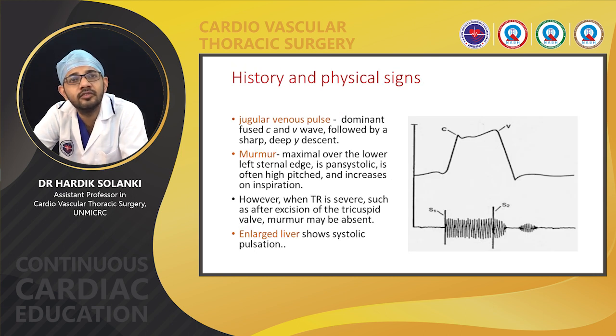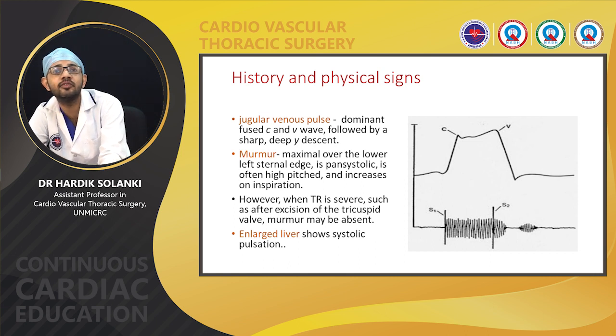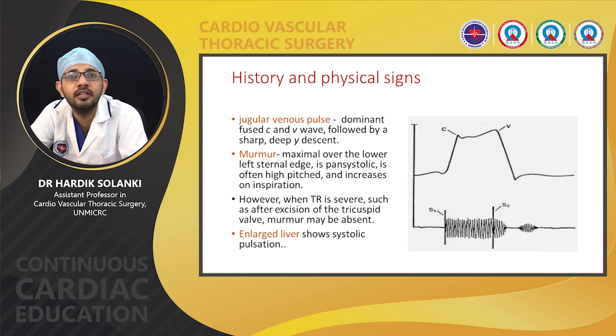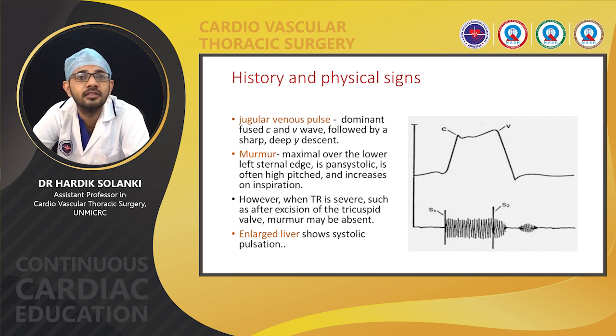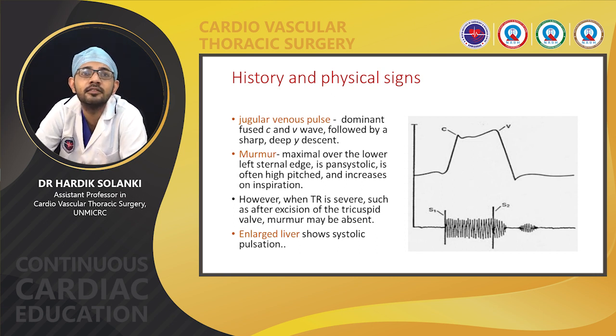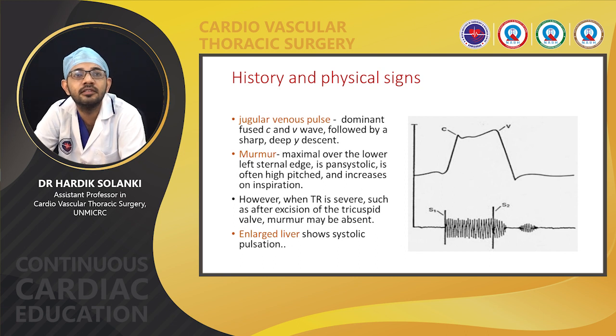History and physical signs of tricuspid valve disease. In the jugular venous pulse, there is a dominant fused C and V wave, followed by a sharp deep Y descent, as we can see in this image. There is a murmur at the lower left sternal edge, which is pansystolic, often high pitched, and increases on inspiration. However, when there is severe tricuspid regurgitation after excision of the tricuspid valve, the murmur may be absent. And there is hepatomegaly, an enlarged liver, with systolic pulsation.